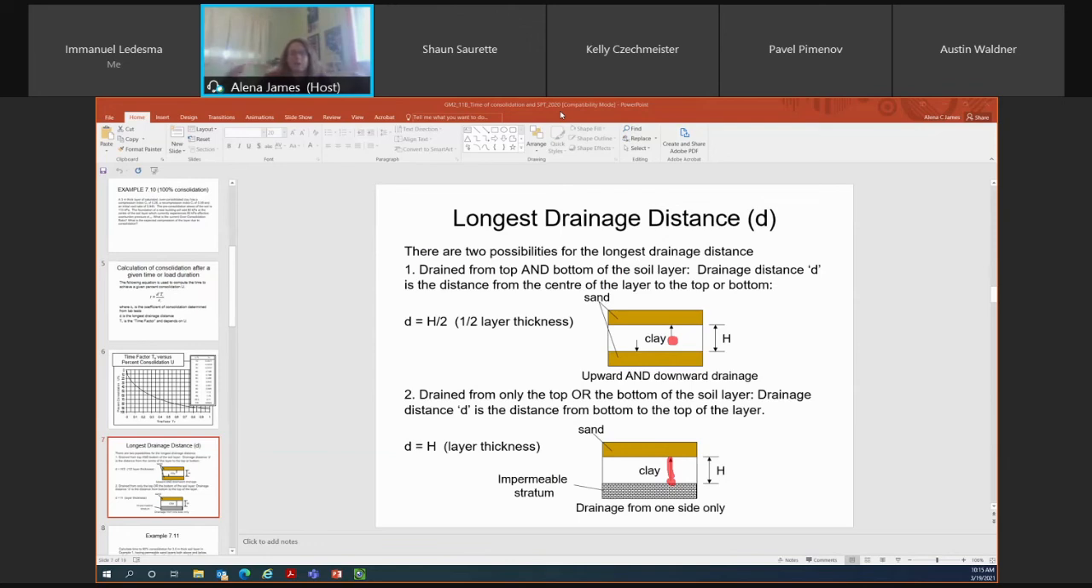It's going to want to drain to the sides. So sometimes there are sand or silt seams within the clay, and that's where the water is going to want to drain to, if it can. Good question.